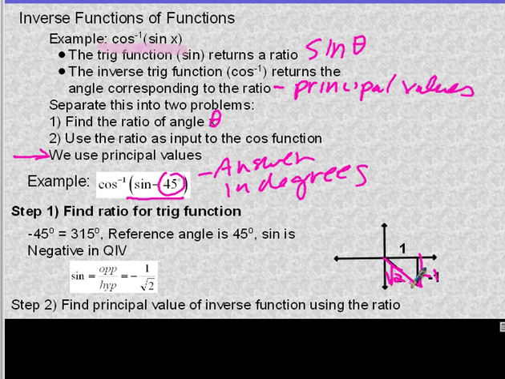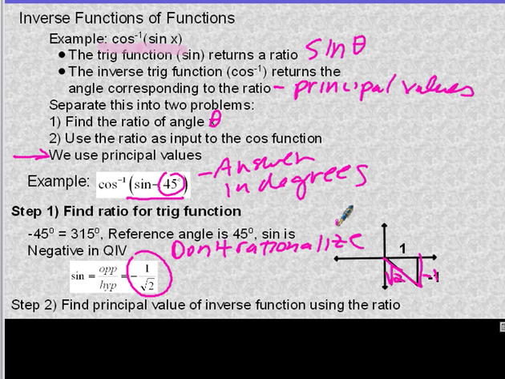Sine is opposite over hypotenuse, so this is our ratio. Don't rationalize. It's not our final answer, so we don't want to rationalize. It's just going to make things more confusing. Leave it as negative 1 over the square root of 2. Now we're done with that problem.